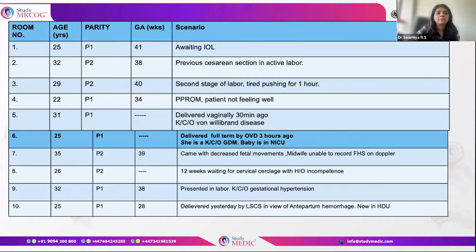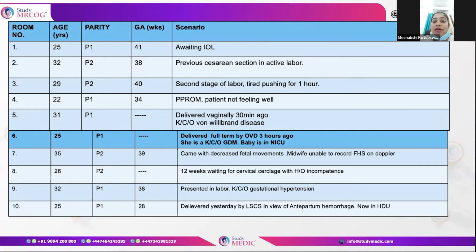Yes. Hello, I'm the ST5, taking the labor room handover at 8 a.m. with my efficient team, keeping the patient's safety as my topmost priority. I hereby begin my labor ward prioritization. My first urgent room is going to be room number 2, who is a multipara at 38 weeks of gestation, who's been given a VBAC trial.